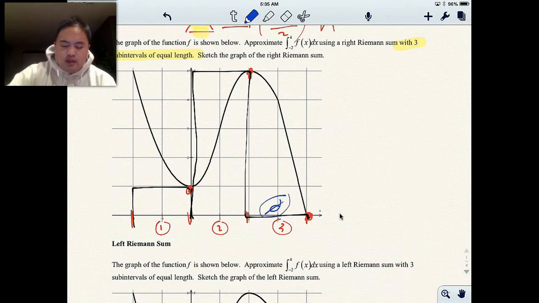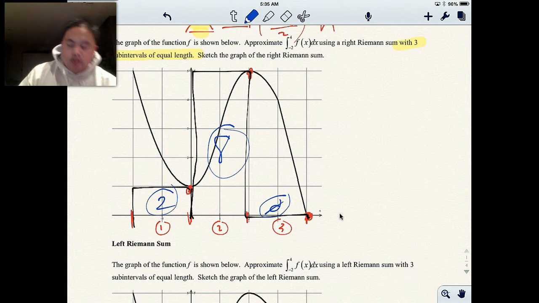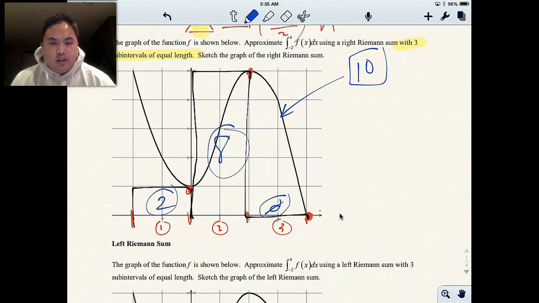This one, I have a base of 2 and a height of 4, so this rectangle right here has an area of 8. And this one over here has a base of 2 and a height of 1, so this is 2. So by the right Riemann sum, this area under the curve is 10. And you can tell it's a terrible estimation, right? The first rectangle has a 0 height. This is a very poor representation if I'm trying to guess how much area is underneath the curve. Okay.